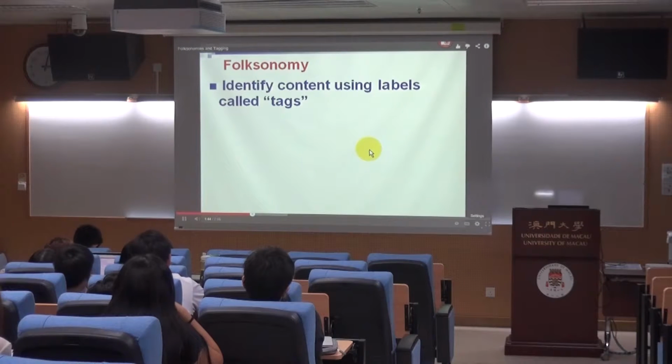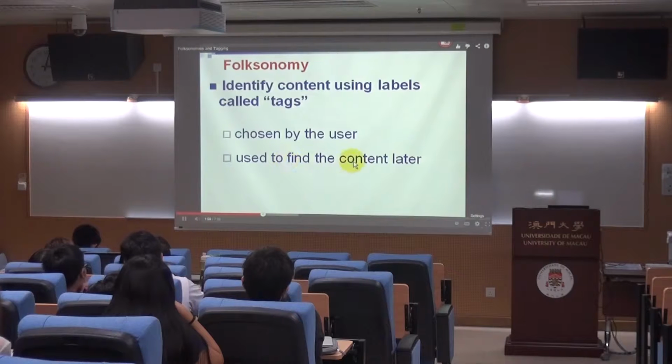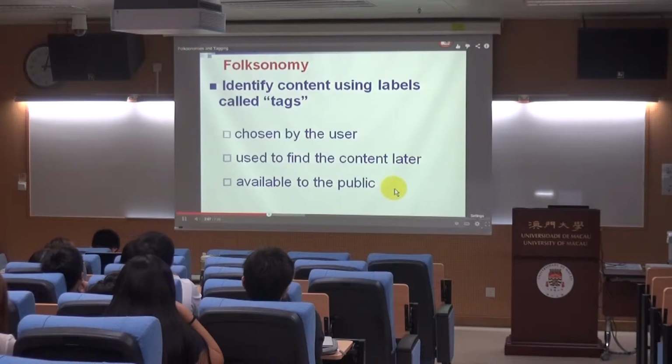So a folksonomy is used to identify content with labels that are called tags. These tags are chosen by the user. They are used to define the content, to find the content later. They are available to the public, and they can be added by others in many instances.